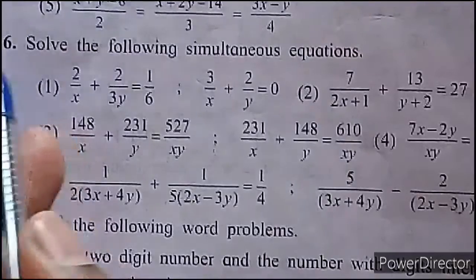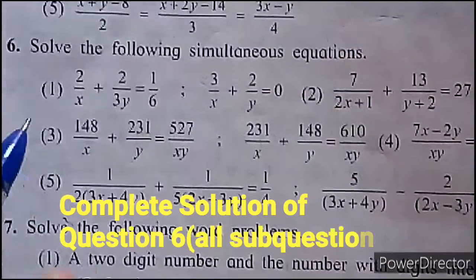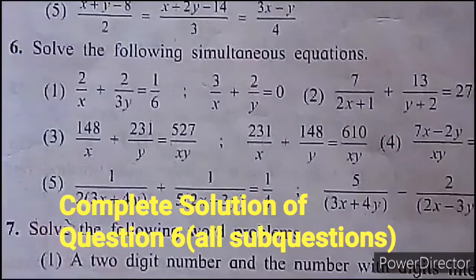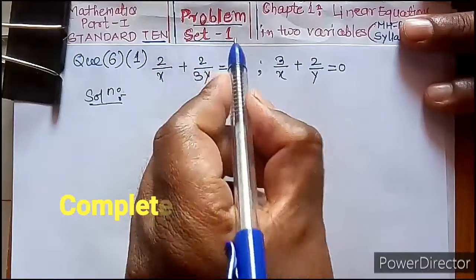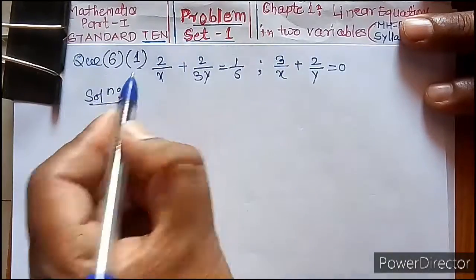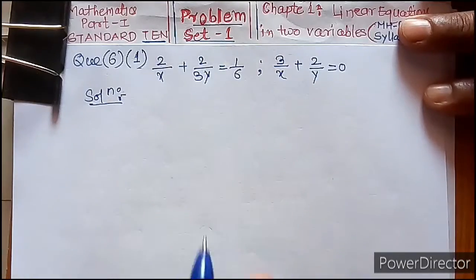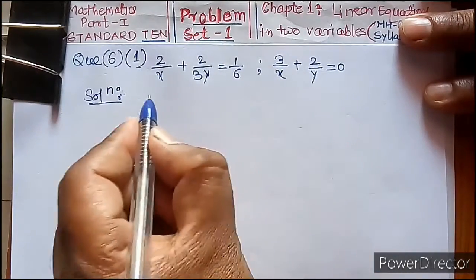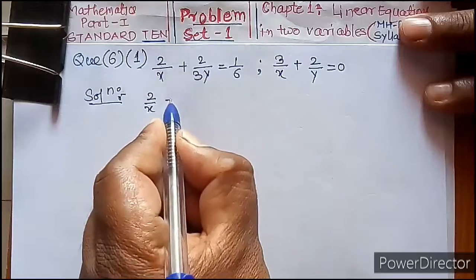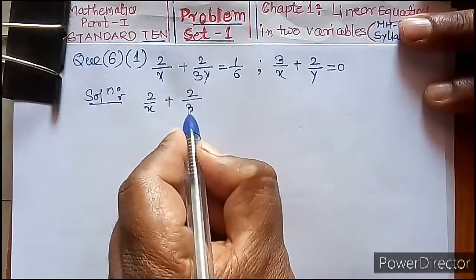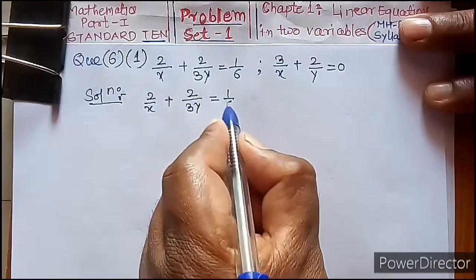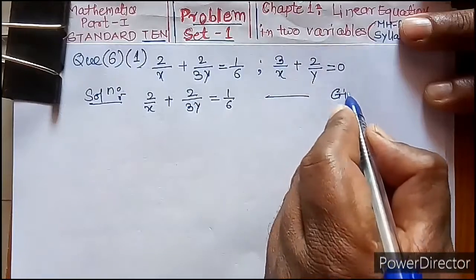This video will cover all the sub questions included in question number 6. Here problem set 1, question number 6, sub question 1. In the solution part, write the given equation, that is 2 by x plus 2 by 3y equals 1 by 6, which is given.